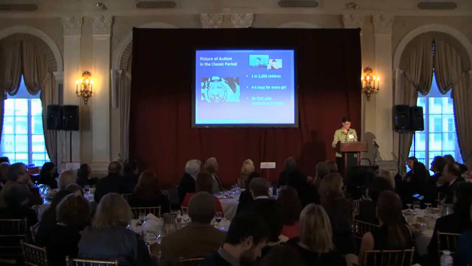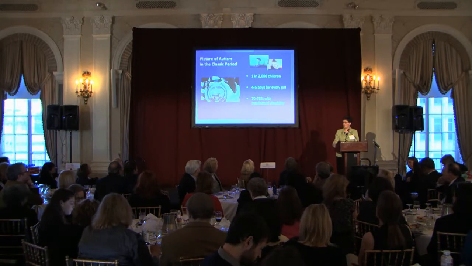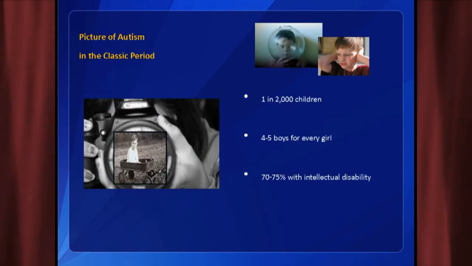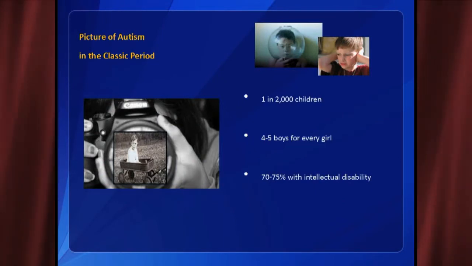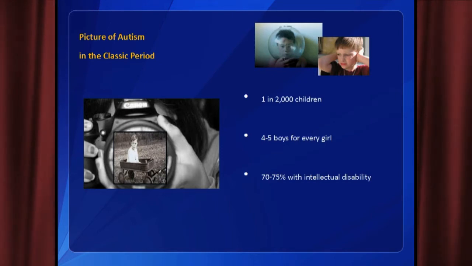So, who had autism during the classic period? For many decades, the picture of autism was pretty consistent. Autism was considered very rare, estimated to occur in about 1 in 2,000 children, with 4 to 5 boys for every girl. Most people with autism, about 3 out of 4, also had intellectual disability or mental retardation. No one talked about adults with autism.